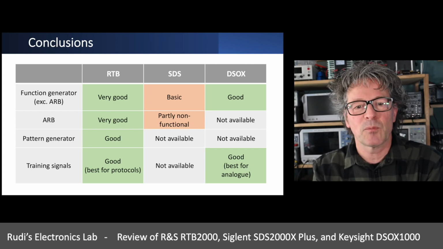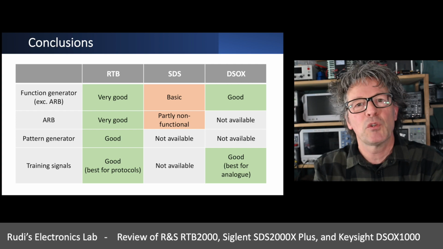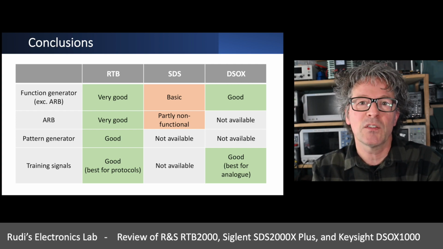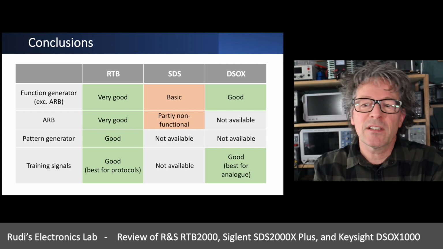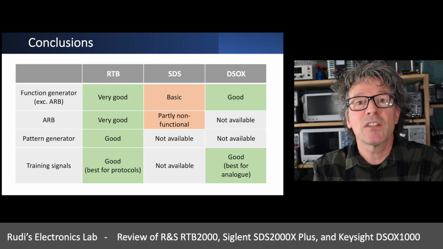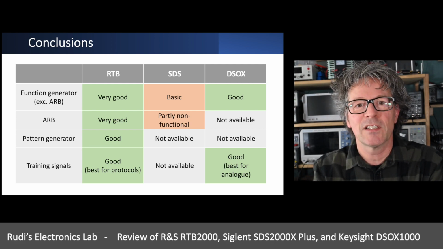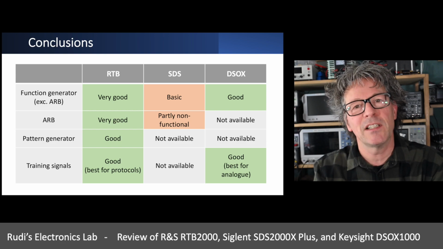And finally, when it comes to training signals, the RTB I think is very good, and particularly when it comes to protocols, because it can do 4-pin protocol training signals. The Keysight DSOX I think it's very good, particularly in the analog domain. So we got a wide choice of analog waveforms with kind of distortions and glitch in it that are very useful, and the SDS does not support any training signals.